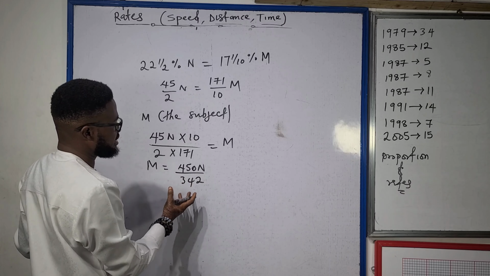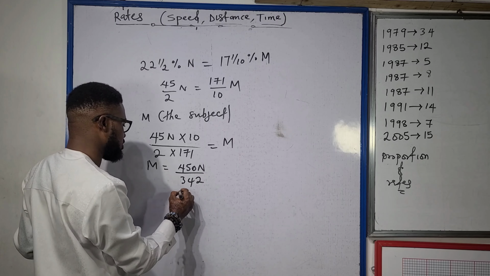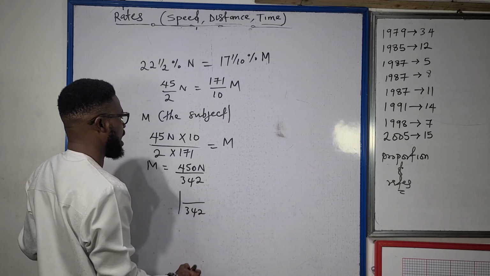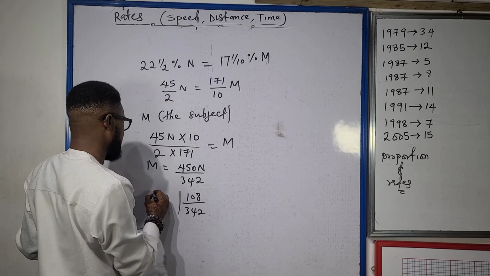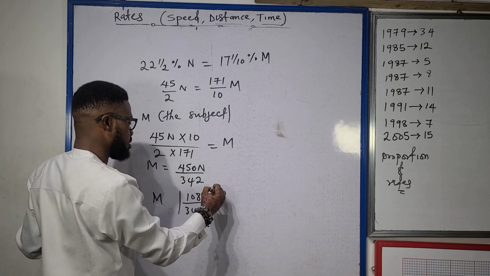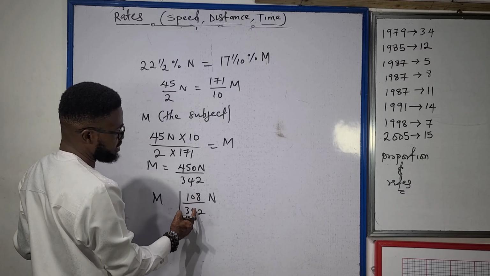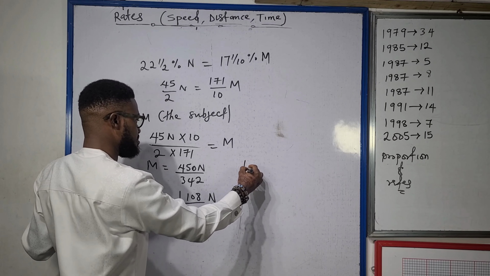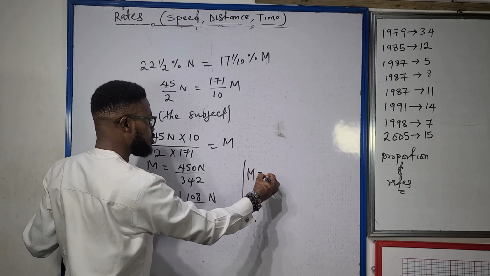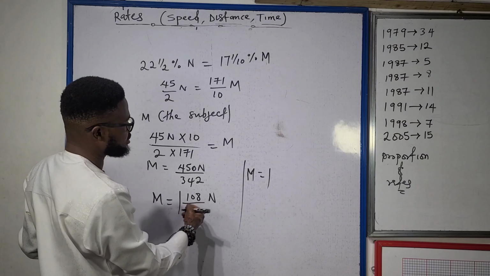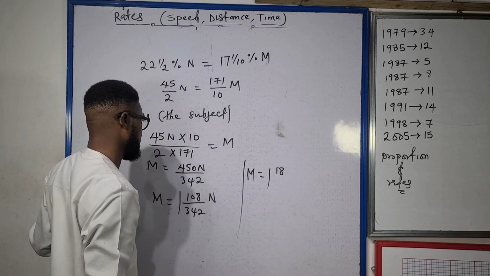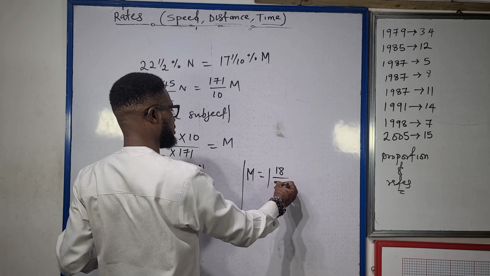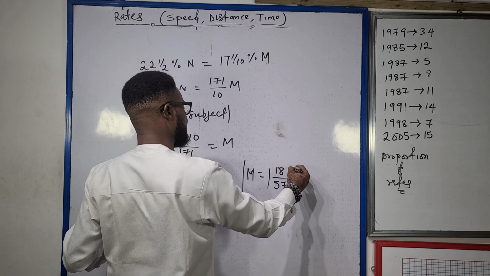342. When you look at this, how many 342 can you get here? That is one whole number. Okay, this is 342, and then that's 108. So M equals this. But then, if you look at 108 and 342, 6 can go, so that my M equals one whole number. 6 here is going to give me 18. 6 here is going to give me 57. So this is my answer.